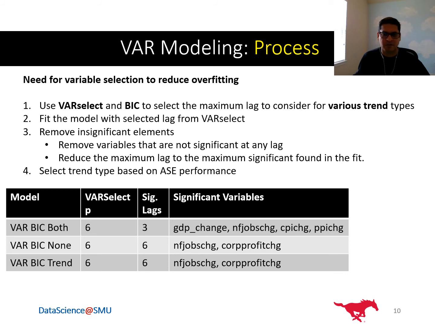So we had to come up with some way to reduce the number of variables to use. For this, we used the VARselect process and the BIC selection criteria to find the maximum lag to use for various trend types. And you can see for all the 3 trend types, VARselect recommended to use a lag of 6. But when we built the model with lag equal to 6, we found that only 4 of the exogenous variables showed significance, and that too only till a lag of 3.